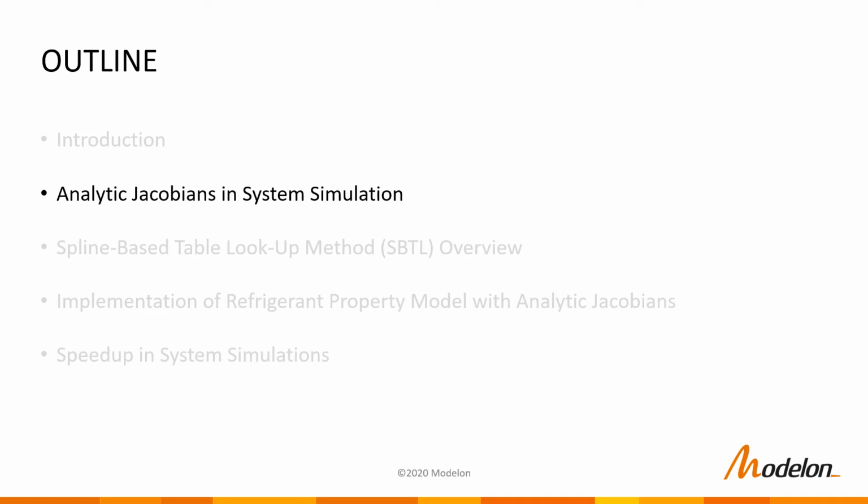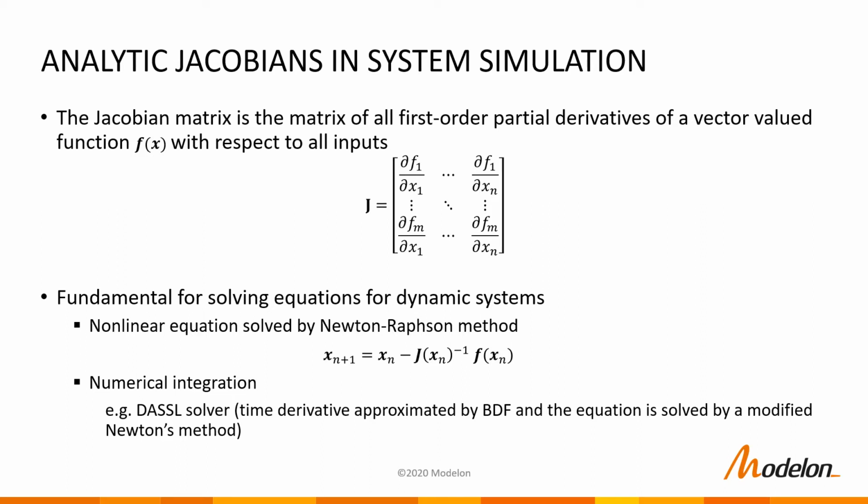Let's first take a look at analytic Jacobians in the context of system simulation. The Jacobian matrix of a vector-valued function is the matrix of all its first derivatives. There are two critical places where the Jacobian matrix is used in dynamic system simulations. The first one is solving nonlinear system using Newton's method, where the Jacobian appears in its iteration scheme. Jacobian matrix might also be required by an implicit numerical integrator, for example, the frequently used Dassault-Solver.